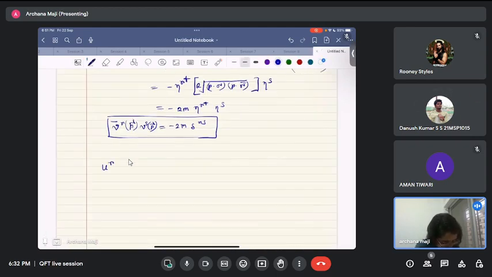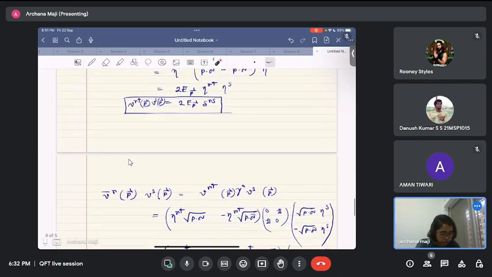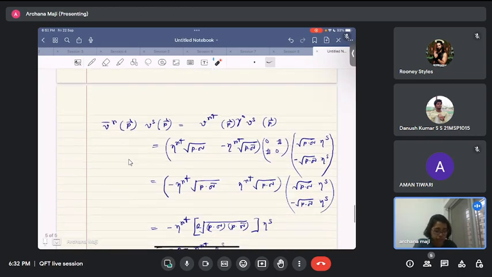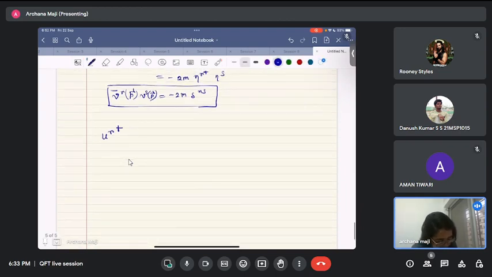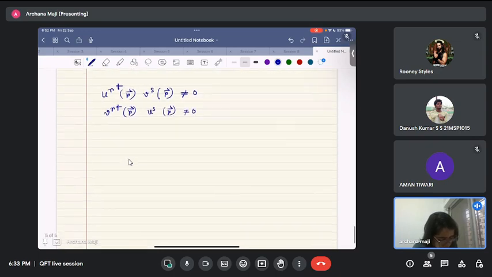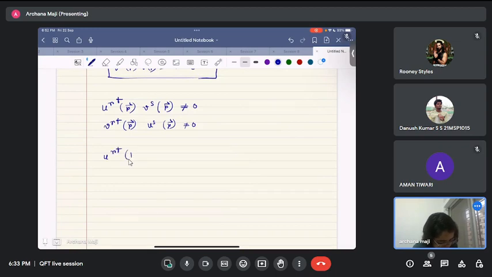So u r dagger. Okay, so far we have seen the inner product of the positive frequency solution with itself and the negative frequency solution with itself. Now we want to see what would be the inner product between a positive frequency solution and a negative frequency solution. So u r dagger of p, v s of p, this doesn't turn out to be 0. Likewise, v dagger of p, u s of p doesn't turn out to be 0. But the combination that turns out to be 0 is as follows: v s of minus p. So let's see what it is.